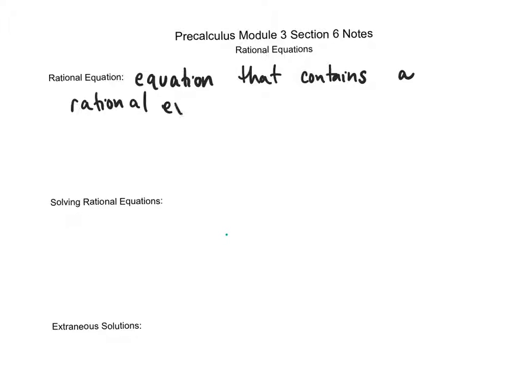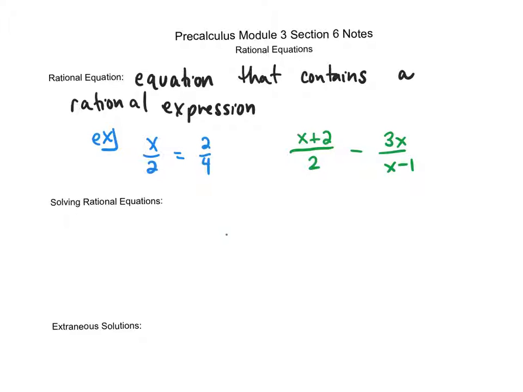Now some can be really, really easy, and some can be more difficult. For example, I could have a really easy one, like x divided by 2 equals 2 over 4. Those have really easy rational expressions. I could have more complicated ones that have lots of binomials, like (x plus 2) over 2 minus 3x over (x minus 1) equals 7. But for all these, again, it's an equation, so we're just trying to find what value of x makes the equation true.